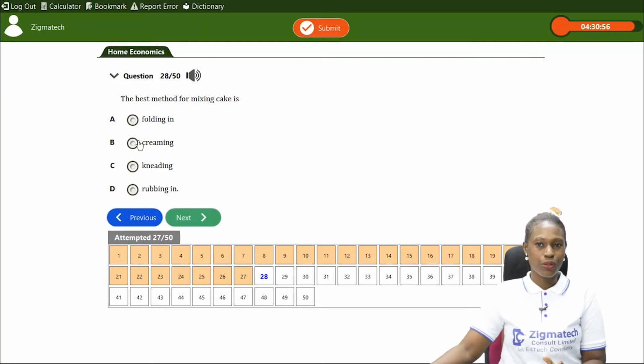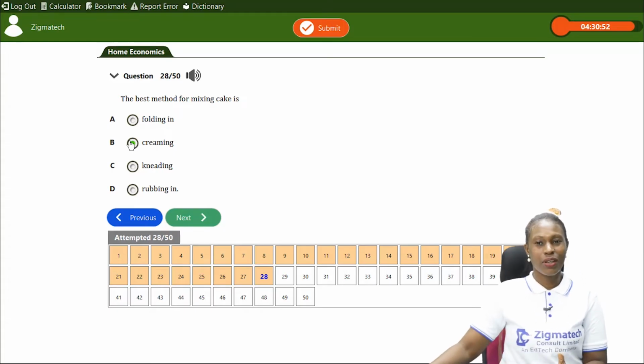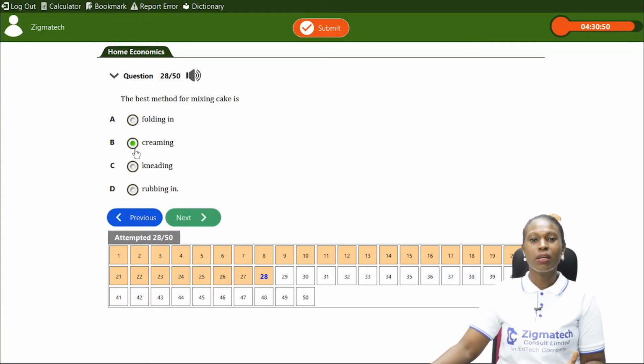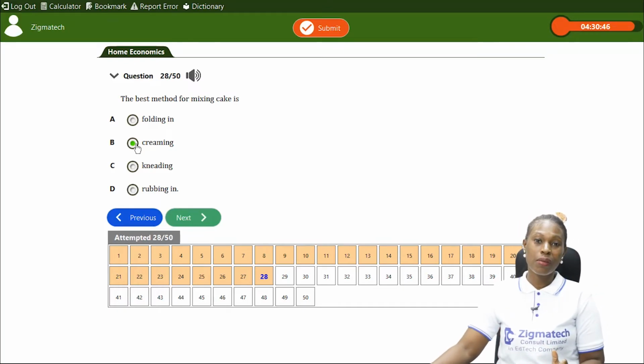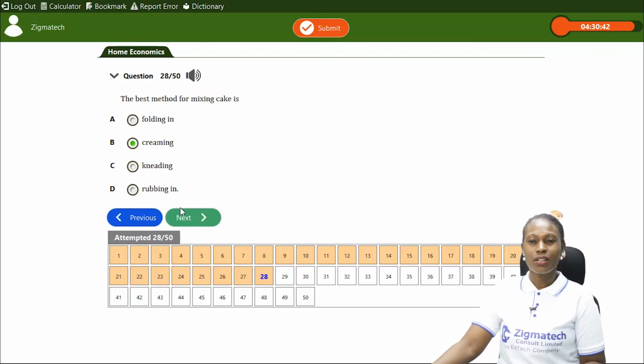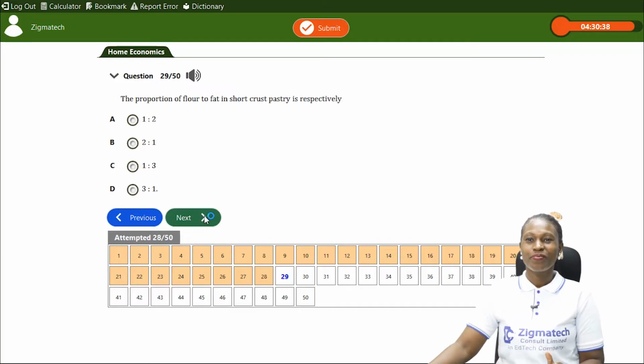Using the creaming method, okay? You cream your sugar and then your fat, your butter. Creaming method is what is achieved when mixing cake. So creaming is the answer to this question. Now let's proceed. Hope you're following what we're doing here, right? Good. Now let's move on.